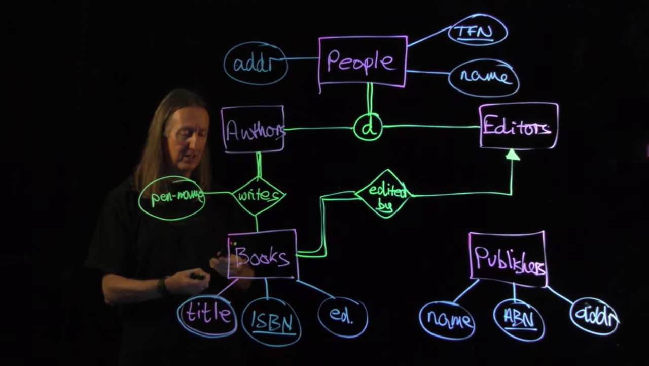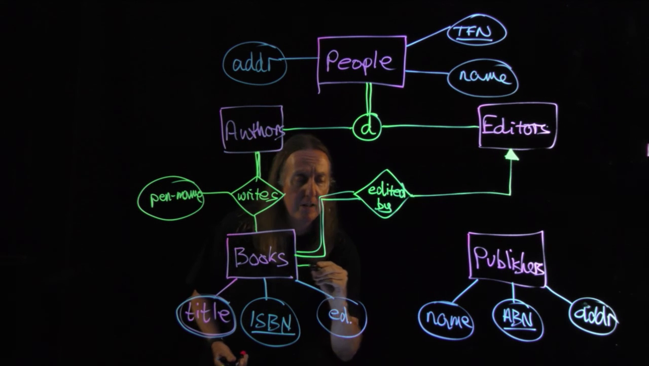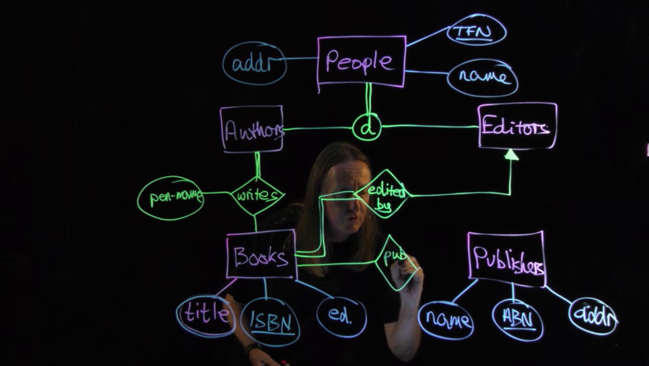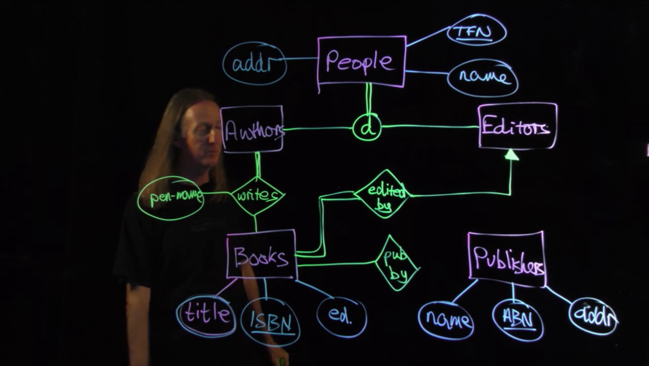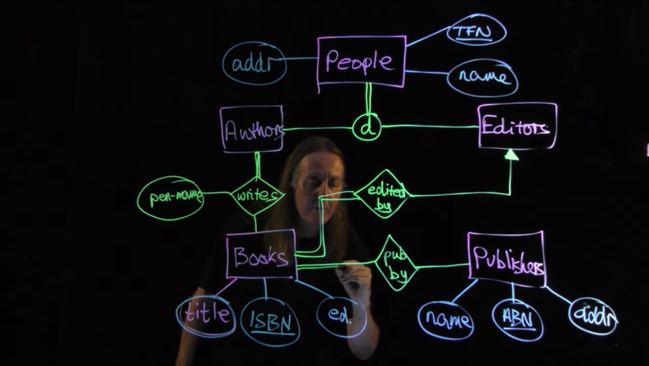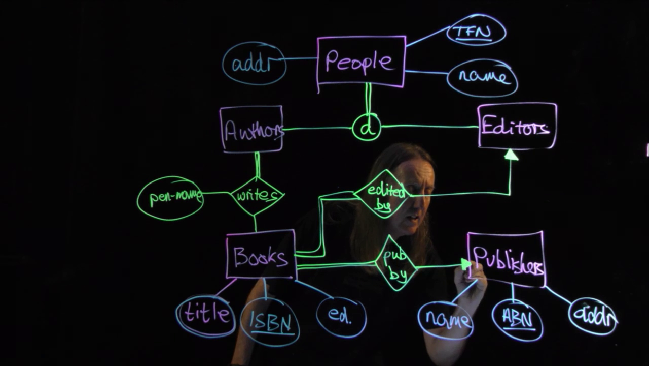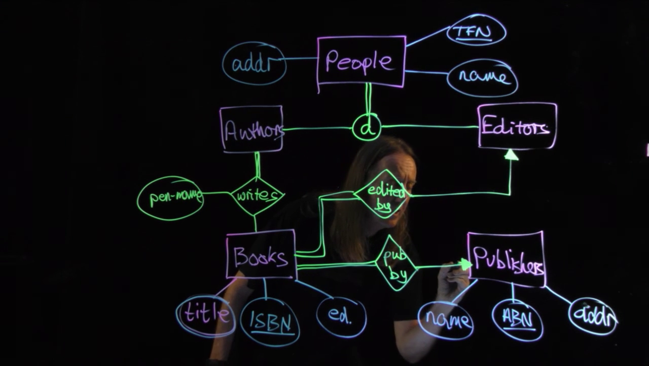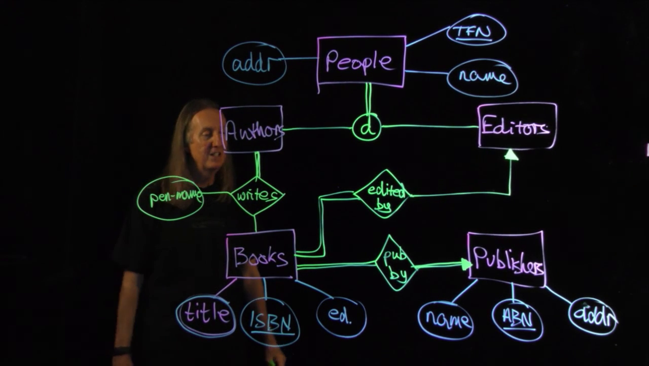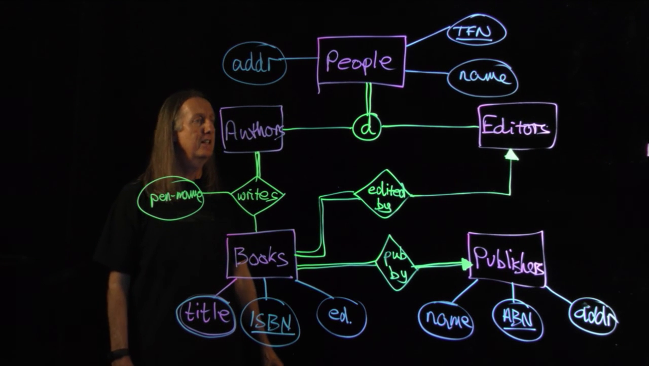Alright, so books are published by publishers. So there's a relationship between books and publishers, and that's going to be too big to fit in here, so I'll just write published by. So every book has to be published by one publisher. And if we really wanted to, we can insist on total participation constraint there, because you're not much of a publisher if you're not publishing any books. All right, getting there.